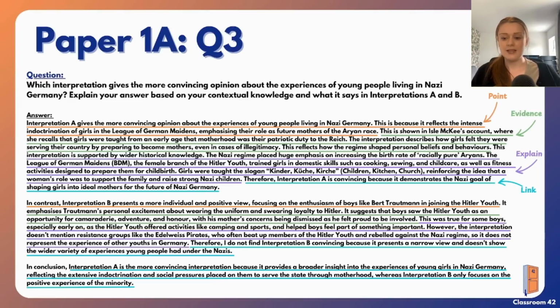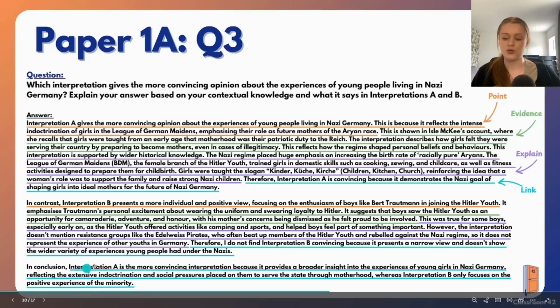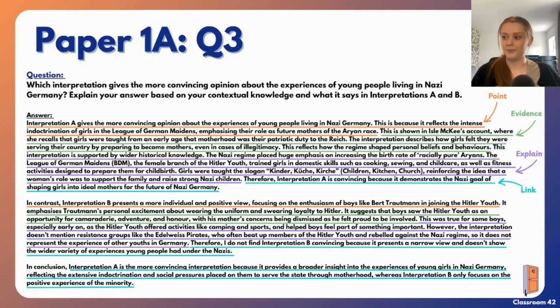Interpretation A is the more convincing interpretation because it provides a broader insight into the experiences of young girls in Nazi Germany, reflecting the extensive indoctrination and social pressures placed on them to serve the state through motherhood, whereas interpretation B only focuses on the positive experience of the minority. So here we're just stating once again which of the interpretations we find more convincing and why.